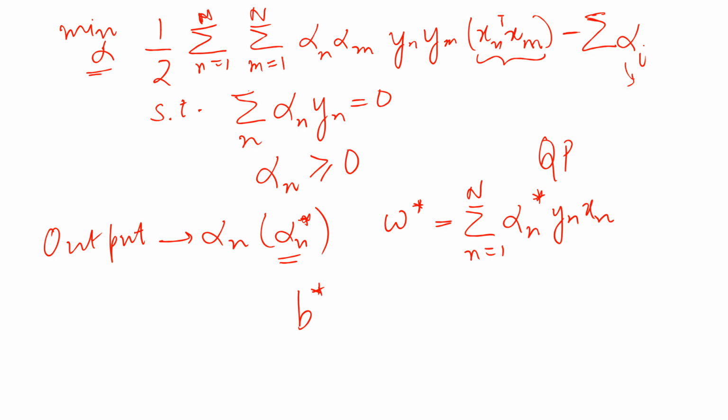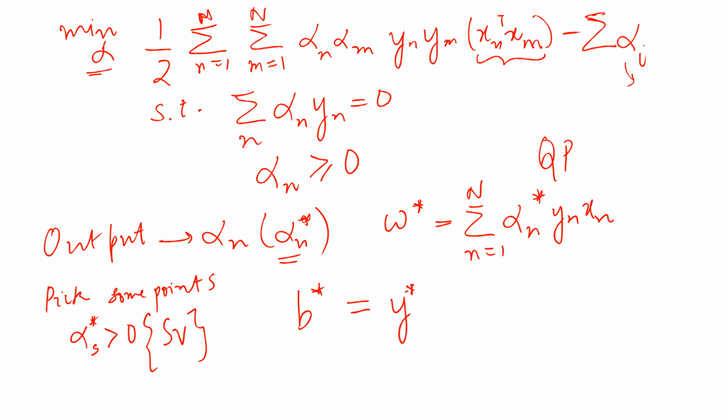To get this optimal b star, we pick a data point s whose alpha s is greater than 0. Like I'm writing it here, pick some point s whose Lagrange multiplier is strictly greater than 0, and that is nothing but a support vector. Utilizing that, we can calculate y.